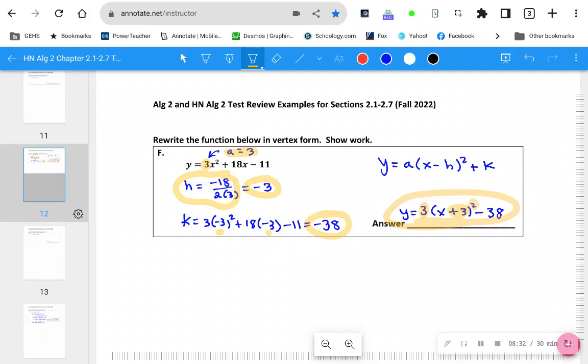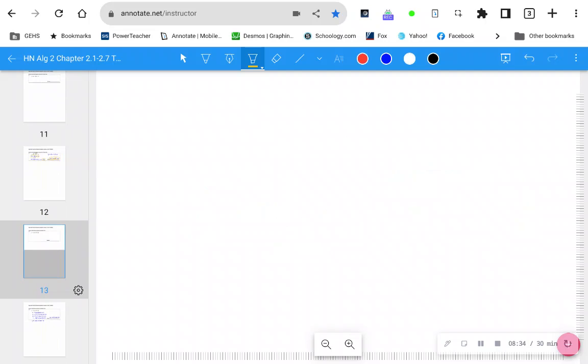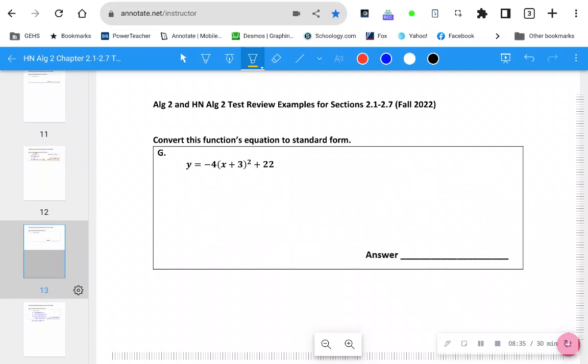Okay, I think I can squeeze one more problem in here. All right, converting from vertex form to standard form. This is a little bit easier problem. Go ahead and try it.